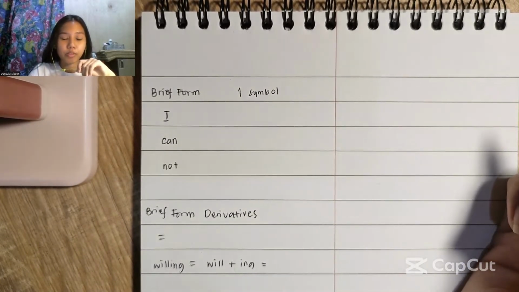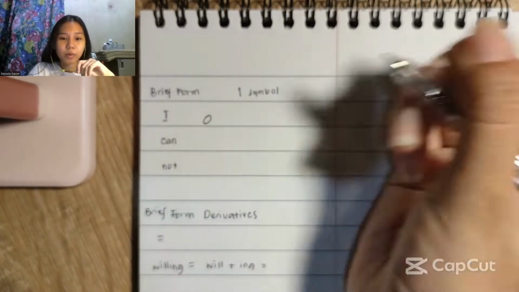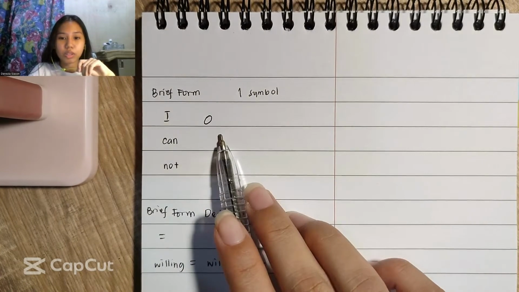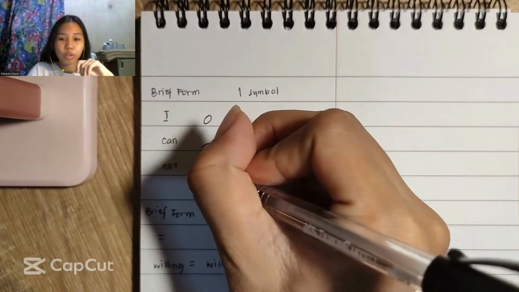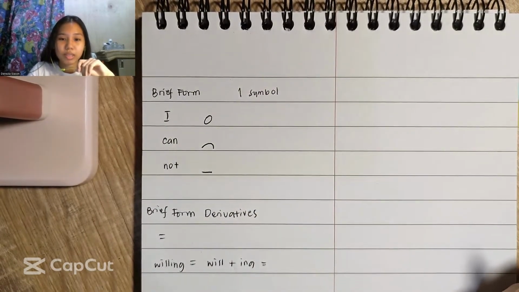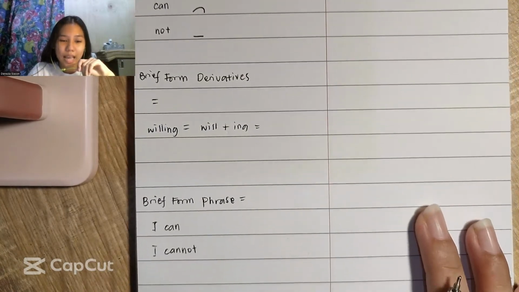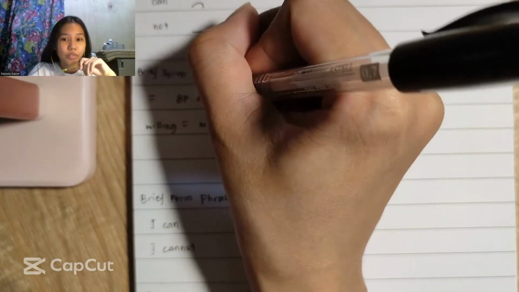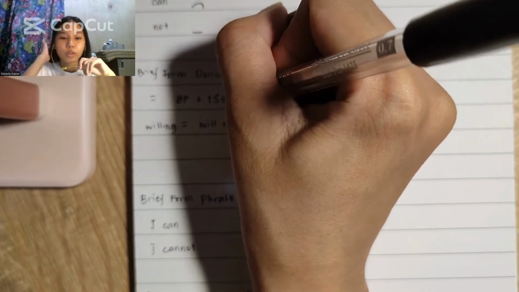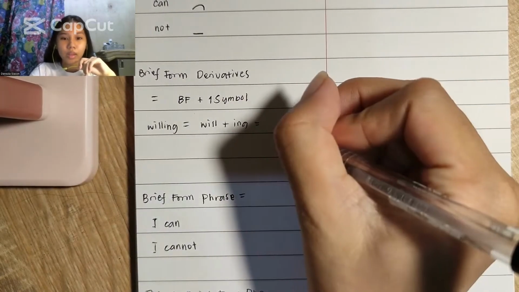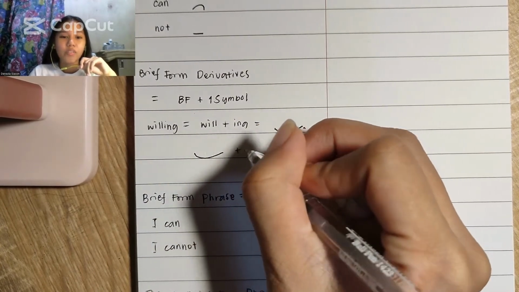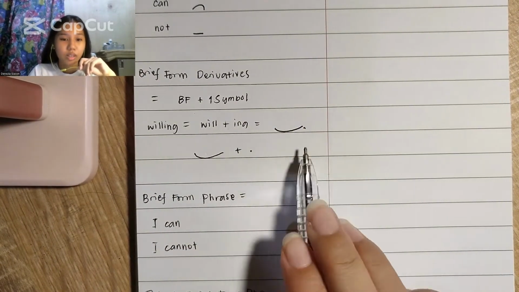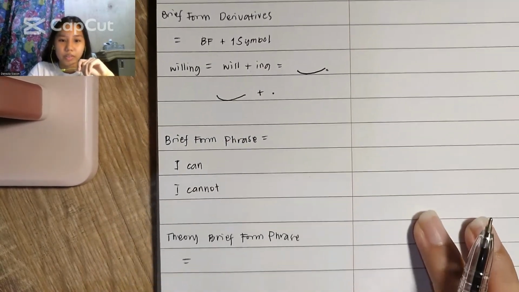For example, the brief forms I, can, and not. The pronoun I is represented by a big circle, which is the symbol of A. The verb can is represented by the short forward over curve K, and the word not is represented by the short forward line N. We then have the brief form derivative, which is a combination of a brief form and a symbol. Let's have the word willing as our example. We have the brief form will combined with the symbol of the sound of the suffix ing, which is a dot. It then forms a brief form derivative.